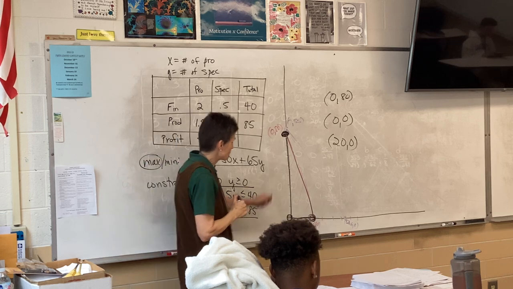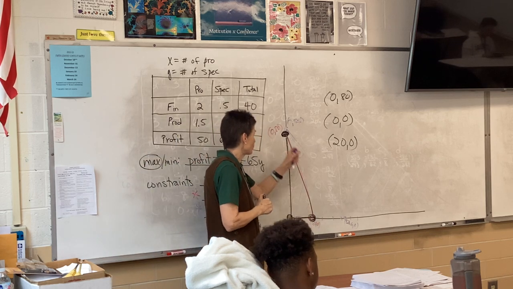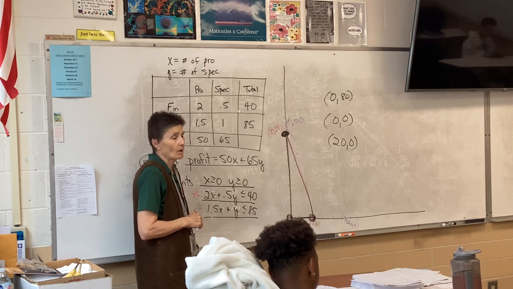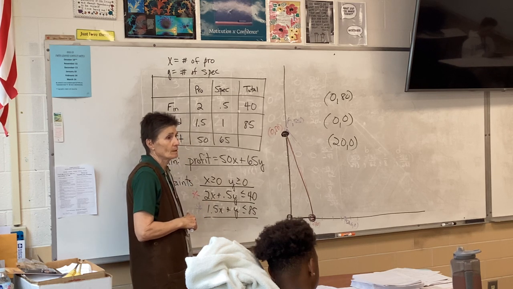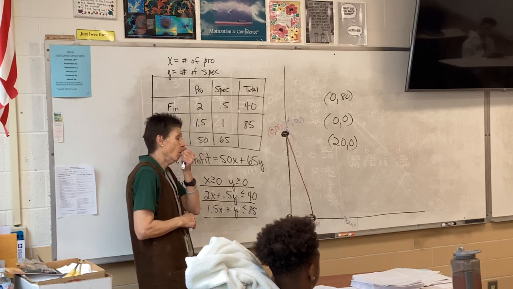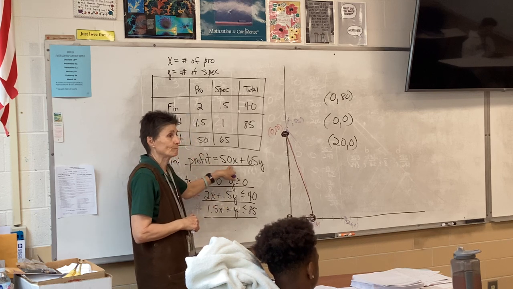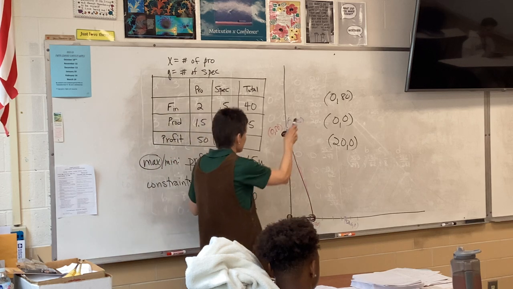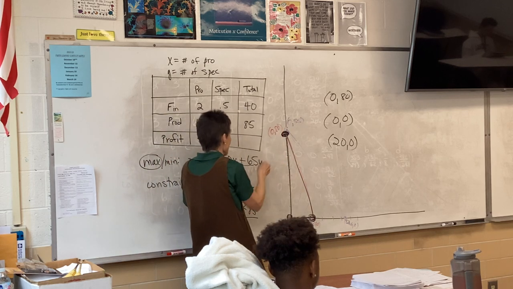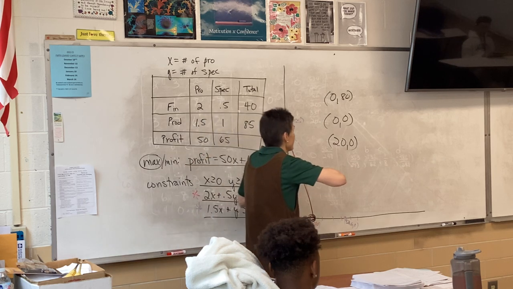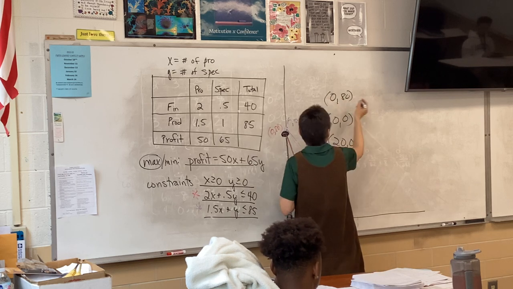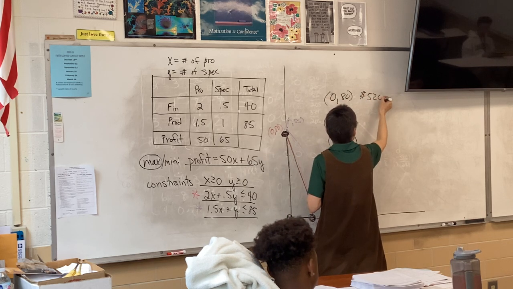I only use the points that are the corners of the double shaded area. All right, what do I do now? Plug those in right here. So, use your calculator, put 0 in for x and 80 in for y. What do we get? What's 65 times 80? 5200. So, this one works out to be 5200.